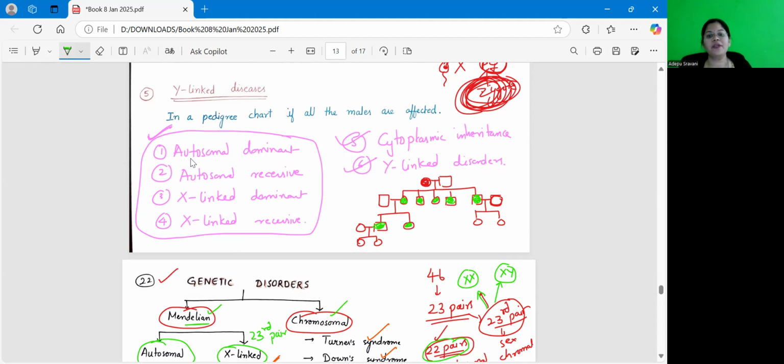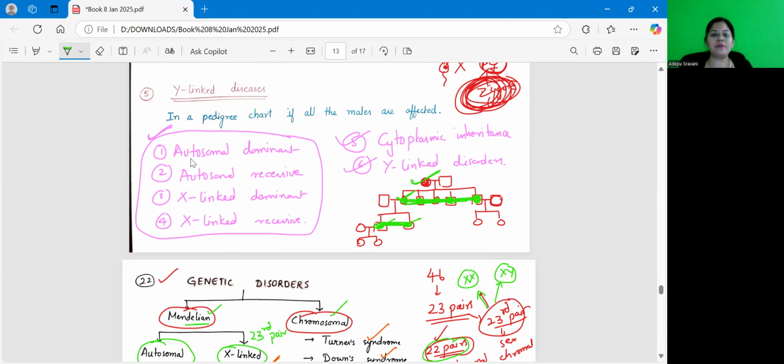So what is there? See, the female is affected. All the progeny, how many? 1, 2, 3, 4, 5. All the progeny of this female will be affected. Clear? Next, here the female is affected. And again, if you see the progeny, all the progeny are affected. So when the female is affected and all the progeny, without any exception, are affected, then that condition we call mitochondrial or cytoplasmic inheritance.